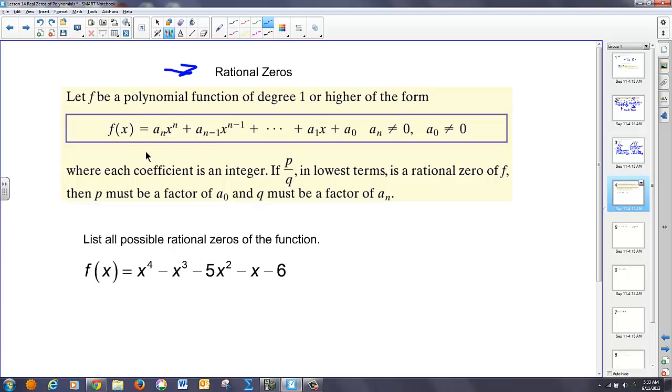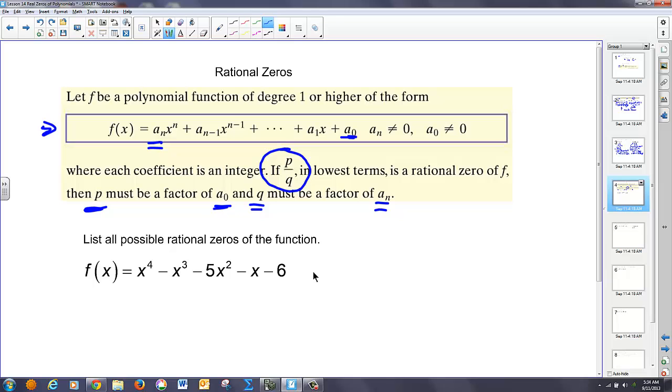So we're going to look at a polynomial. Here's this polynomial in the box. All right, and we have all the coefficients in front are going to be integer values, so no fractions. If we let this quantity p be factors of a sub 0, in other words, this number here, and q be factors of a sub n, in other words, the leading coefficient over here, then we can say that all the possible rational zeros of this function are of the form p over q.